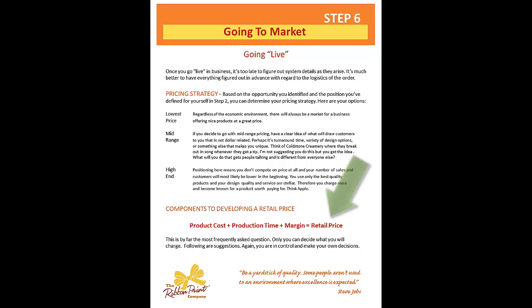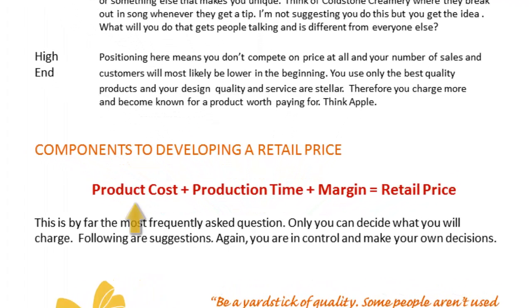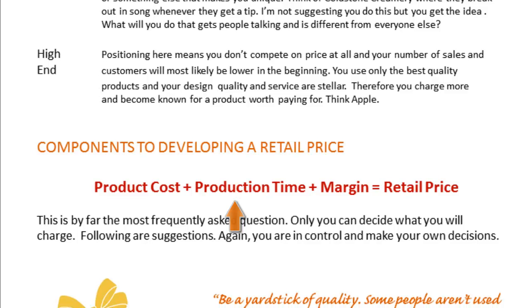If you go down here, you'll see that the components to developing the retail price are the product cost, which we already went over with that Excel spreadsheet, your production time, and then your margin, which we're going to talk about in a second. And all three of these together equal your retail price.